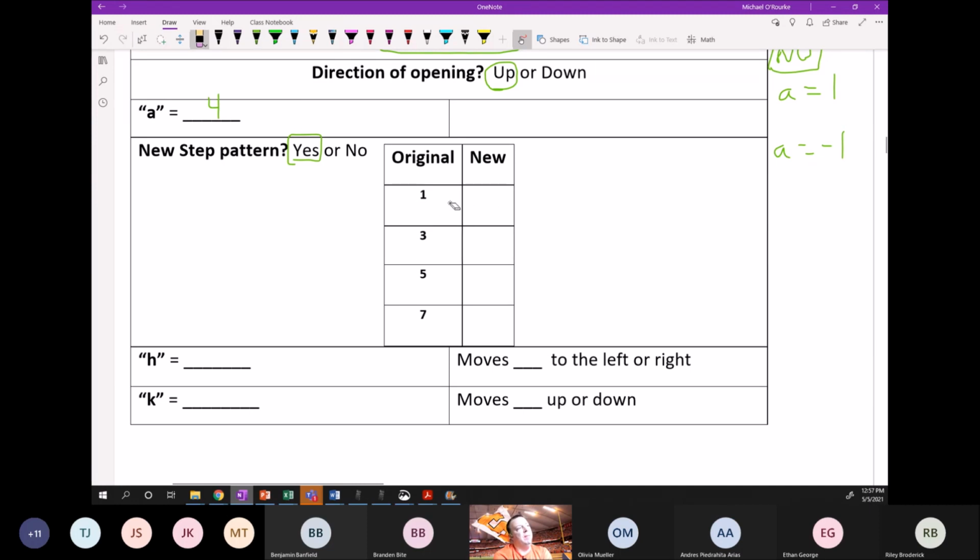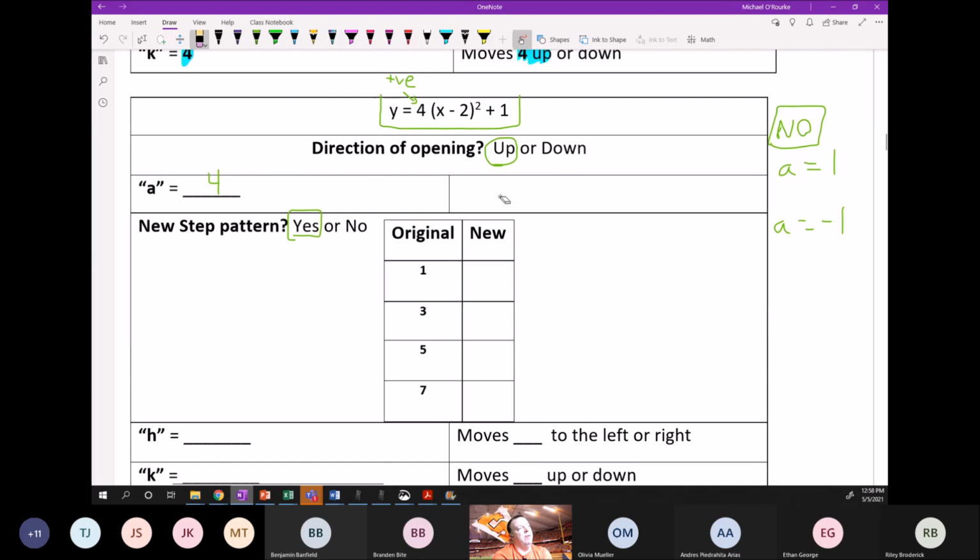Now, what do I do to get my new step pattern? How do I figure out my new step pattern for this equation? How do I change the original step pattern?